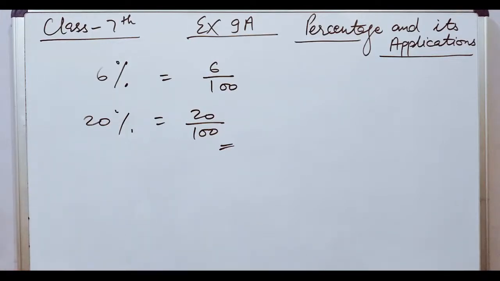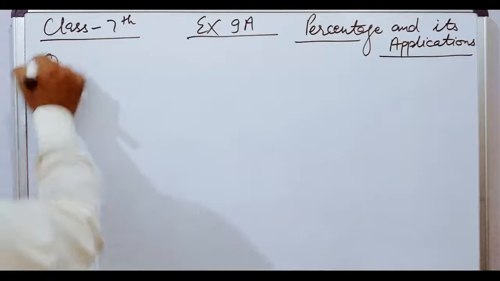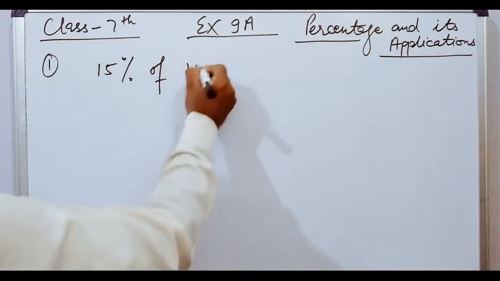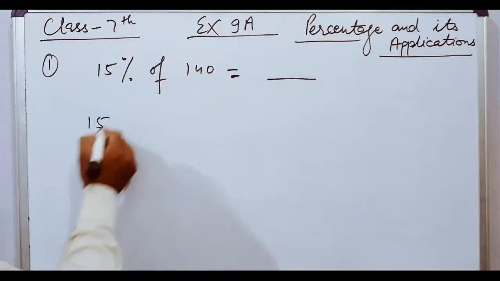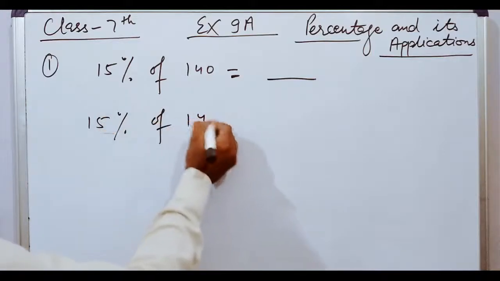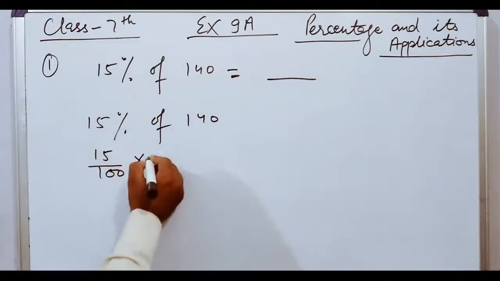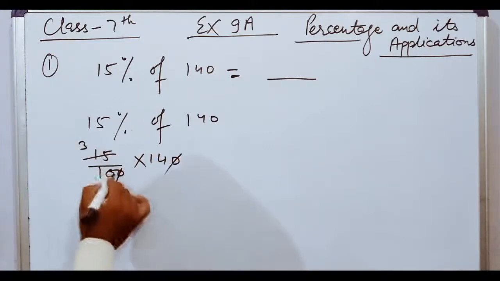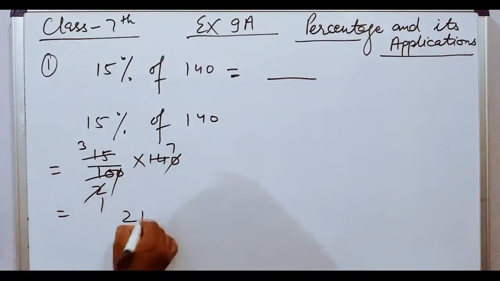9a. Exercise 9a, question number 1. Fill in the blanks. 15% of 140 equals dash. You have to fill. So we'll solve. 15% of 140. 15% means 15 upon 100, of means multiply, dear students, 140. Okay, 0 cancel. 5 3s are 15, 5 2s are 10, 2 1s are 2, 2 7s are 14. It is 21. So it is 21.